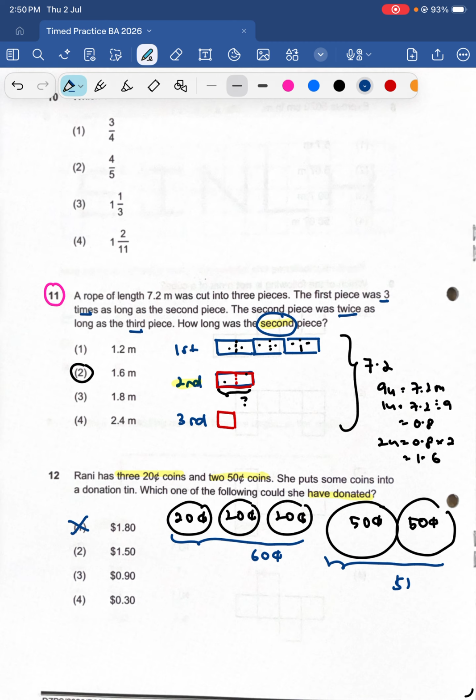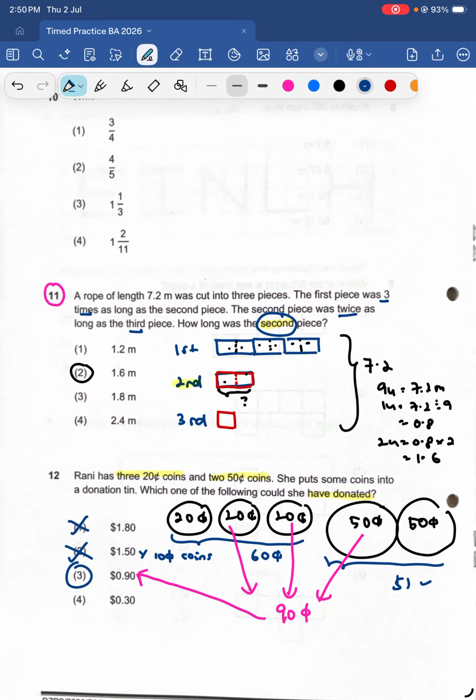Is it possible to have $1.50? $1 can, but in order to have 50 cents, we don't have 10-cent coins, so it's a bit tough. So option 2 is out as well. So let us see, could it be 90 cents? Possible. 1 50-cent, 1 20-cent, and another 20-cent will give me 90 cents. So option 3 is possible.